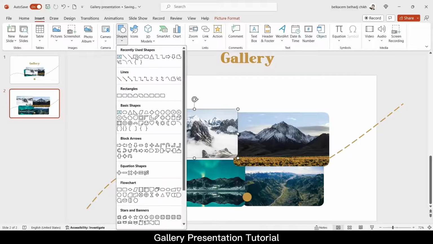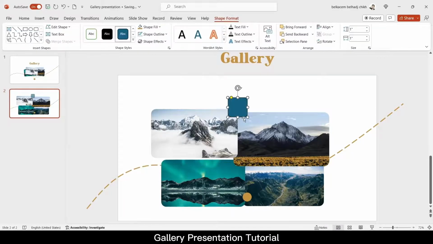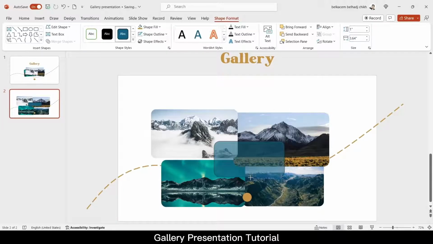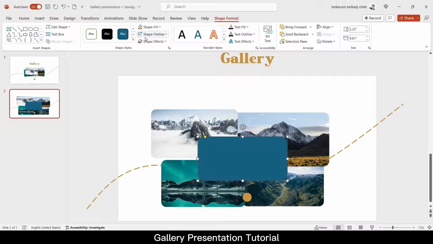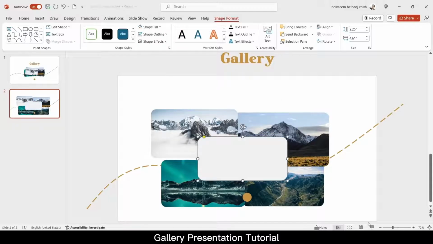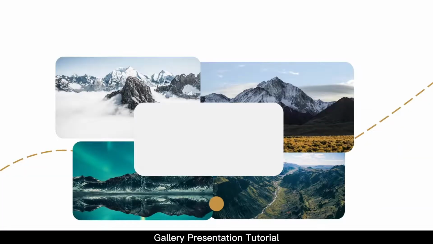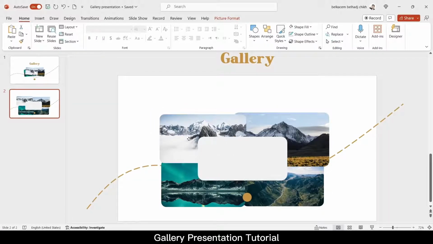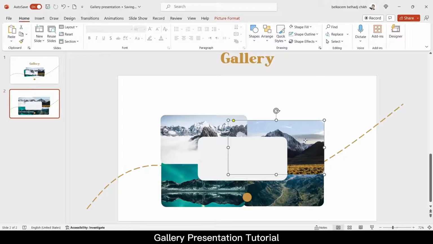Nice. So I insert a rounded corner rectangle and put it in the middle of those pictures, or the middle of the slide, right there. And I'll get rid of the outlines and change its color to a white color with a minimum of gray. So we'll differentiate it from the background.